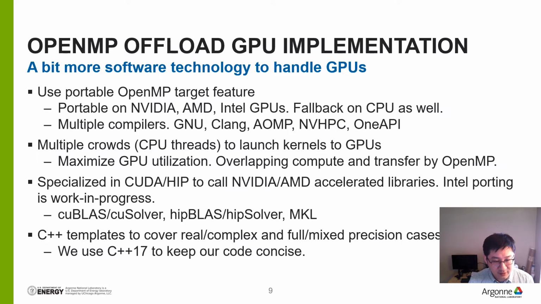As explained about batched drivers, we use multiple CPU threads to launch kernels to the GPU. OpenMP also brings optimization by overlapping compute and data transfer for me. In addition, we also use GPU accelerated linear algebra libraries. So we specialize our code path at the very low level into CUDA or HIP to call those libraries. Intel porting for MKL is work in progress.